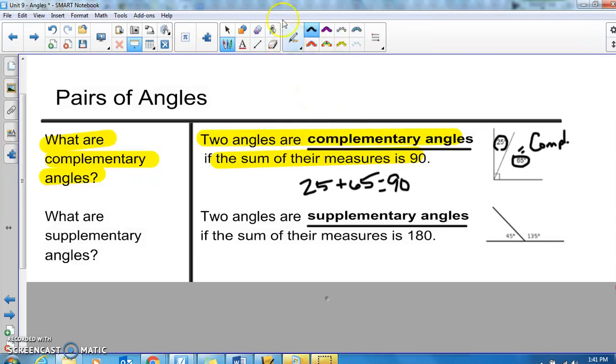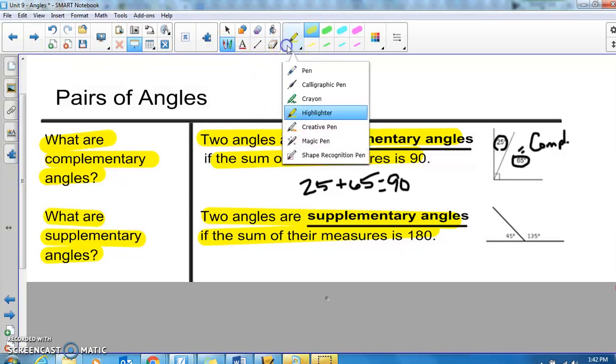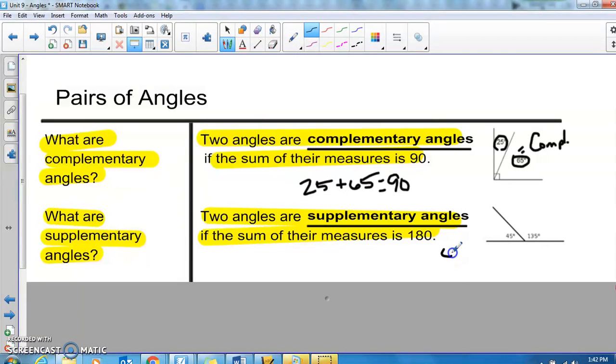All right, so let's now move on to supplementary. Supplementary is very similar to complementary, with the exception that supplementary angles are angles that add up to a total measure of 180 degrees. We all know that a straight line is 180 degrees. So if I take this straight line and have it divided up into two different angles, the smaller one is 45 and the bigger one is 135. If I add 45 plus 135, that gives you a total of 180 degrees.